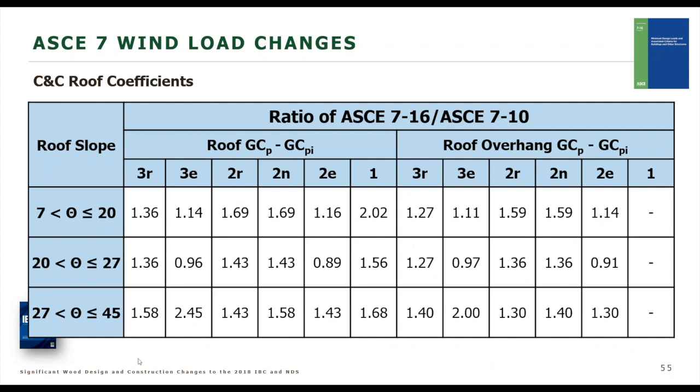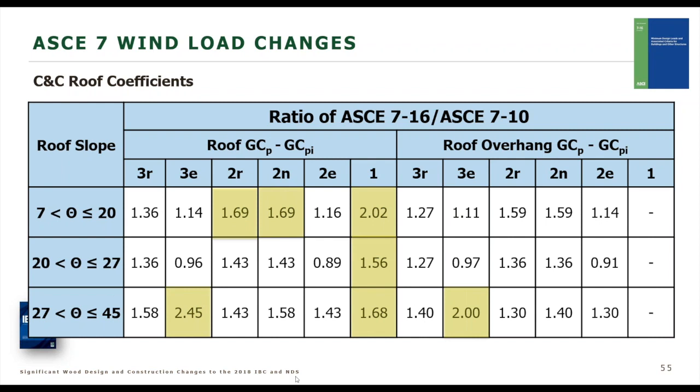If we look at a comparison between those components and cladding roof coefficients, we would see here in this table a ratio of ASCE 7-16 versus ASCE 7-10. And so anything over 1 is going to be an increase when we're looking at our roof coefficients. This is looking at the roof overhang, and this is just looking at the rest of the roof, and looking at those 2R areas, 3E areas, et cetera. So anything over 1 is going to be increased.